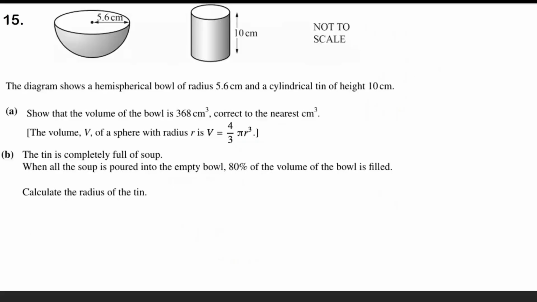centimeters. The diagram shows a hemispherical bowl of radius 5.6 centimeters and a cylindrical tin of height 10 centimeters. A, show that the volume of the bowl is 368 cubic centimeters, correct to the nearest cubic centimeter. Take note that the volume of the sphere formula is V equals 4/3 pi r cubed.